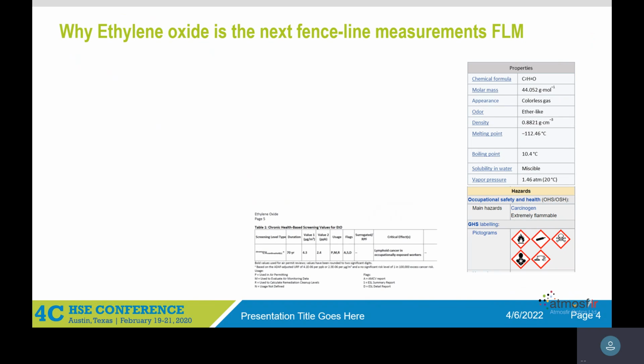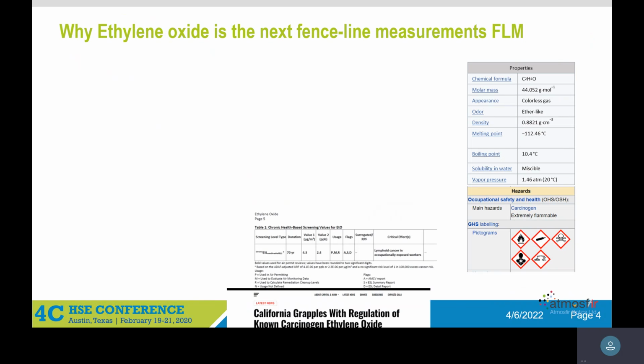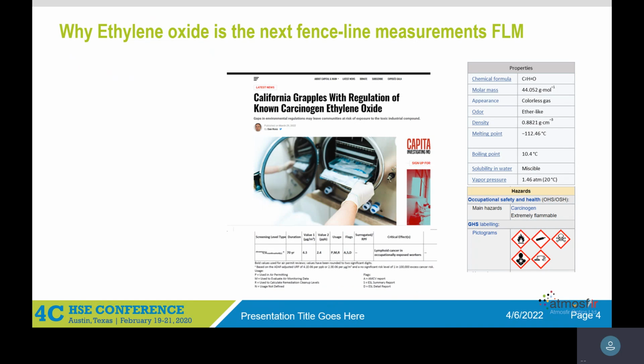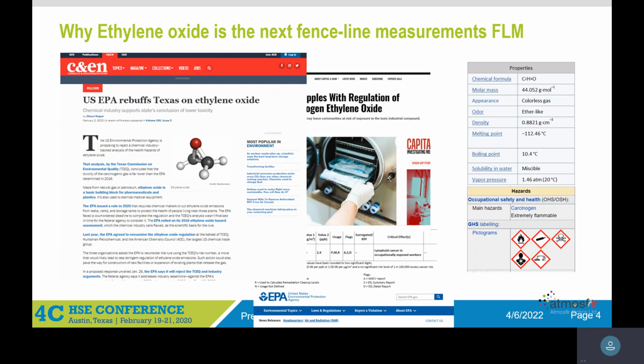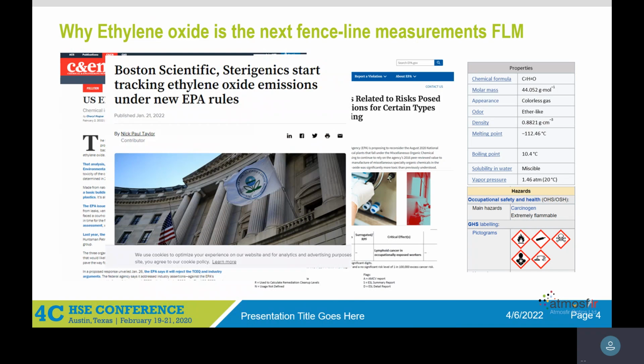So why is ethylene oxide the next fenceline measurement? We had the previous talk saying that it's very explosive, very carcinogenic, and it's all over the news. This is just from last week: California measured 24 sites, and there is the talk between the TCEQ and the EPA about what the threshold should be, and a lot of talk about it. So it's in the news, and if it's in the news, it will be the next thing to monitor.